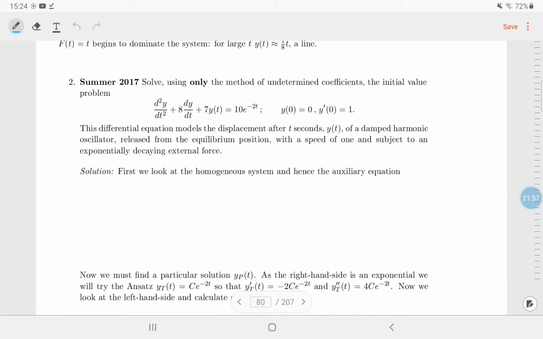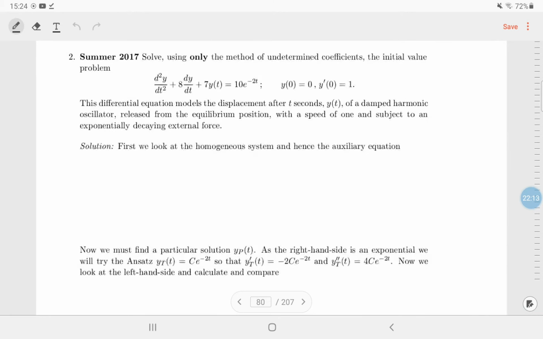Okay, so solve using only the method of undetermined coefficients, the initial value problem. Now this one, we've got an external force that goes to 0. So what you should expect is the whole solution will eventually go to 0 as well. So first we look at the homogeneous system, and hence the auxiliary equation. The homogeneous system is the second derivative plus 8 times the derivative plus 7 times y equal to 0. That gives you the auxiliary equation r squared plus 8r plus 7 equal to 0.